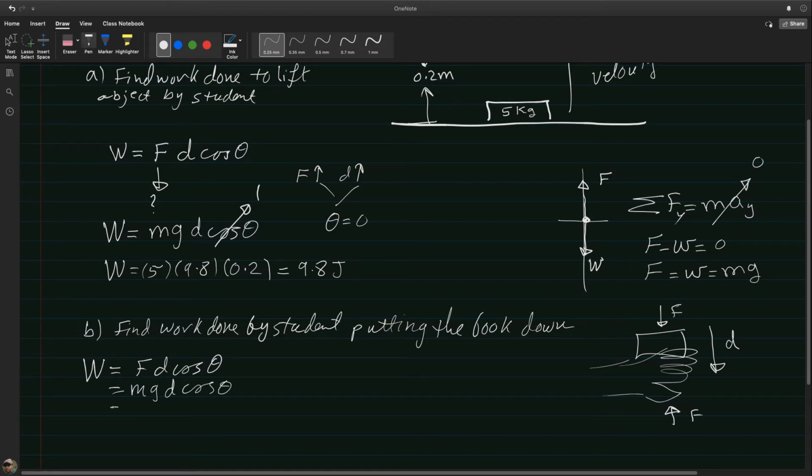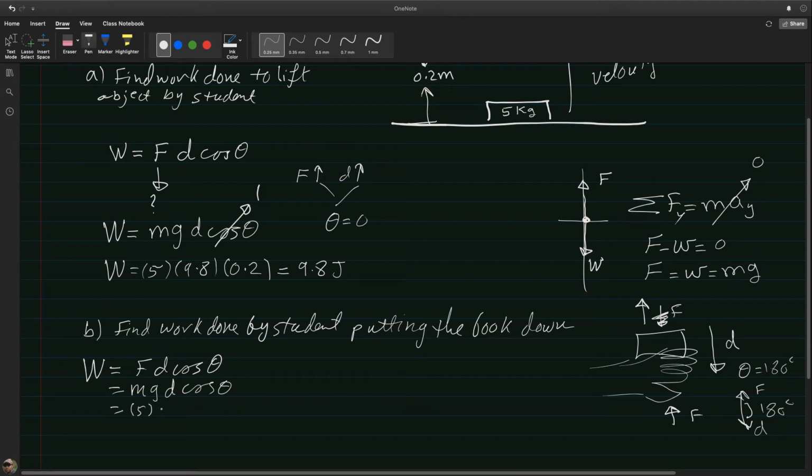Okay. Now theta, what do you think theta is? The force is still up, so that's not true. So the force now is up. We agreed on that. The distance is down, so the angle theta is what? 180 degrees. Because if, look, that's the force direction, and that's the distance direction, and this angle here is 180 degrees. Okay, so I'm gonna plug in the numbers again.